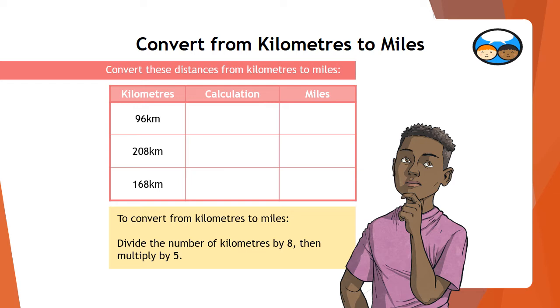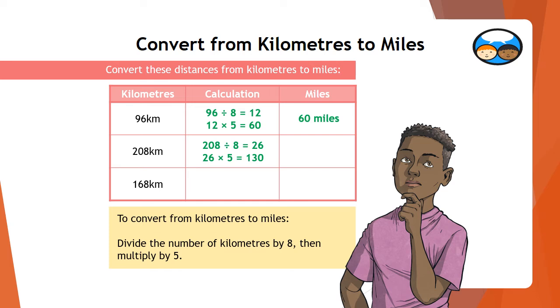Excellent. 96 divided by 8, we should all know that, is 12. And 12 times 5 is 60. So 96 kilometres is approximately equal to 60 miles. 208 kilometres divided by 8 gives us 26. So you would have used the short division method, the bus stop method, to help you work that out.